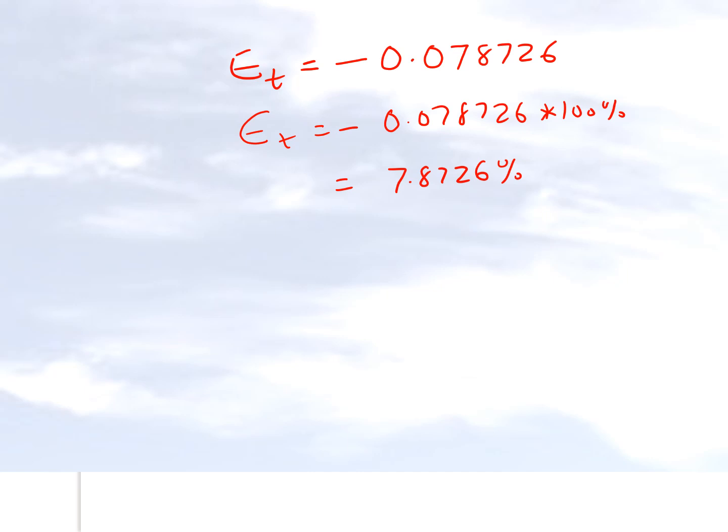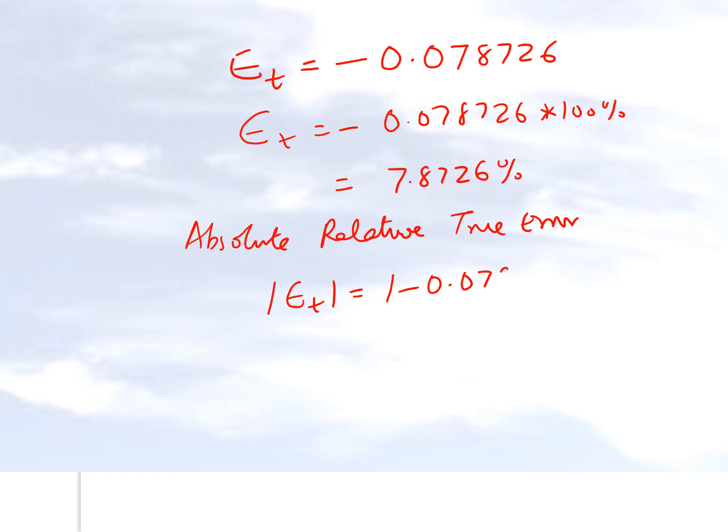Now, let's also, sometimes what they will do is they will ask you to calculate absolute relative true error. So in that case, what are you going to do? In that case, you're simply going to take the absolute value of the relative true error. So in this case that is just the positive, the magnitude of the number turns out to be this. Or if it is in terms of percentages, you will just write it as this. Now, that's all there is to it.